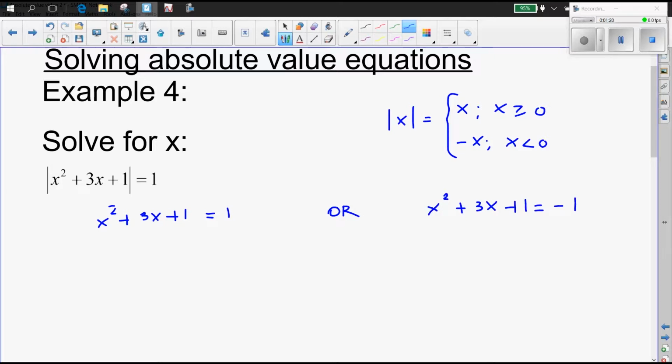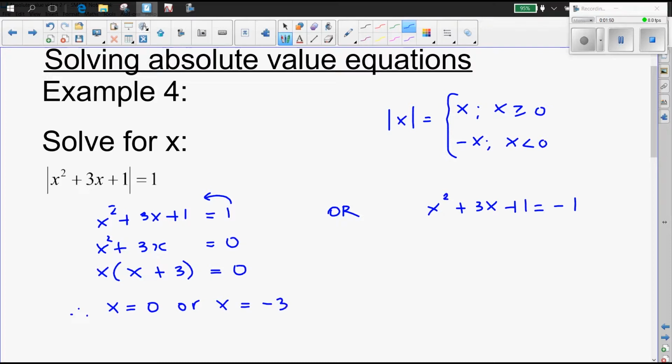I'm going to solve x squared plus 3x plus 1 equals 1. To do this, I want to write it in standard form. So I'm going to transpose 1 across. So I have x squared plus 3x equals 0. I see that x is the highest common factor. So I have x times (x plus 3) equals 0. So I have x equals 0, or x equals negative 3.